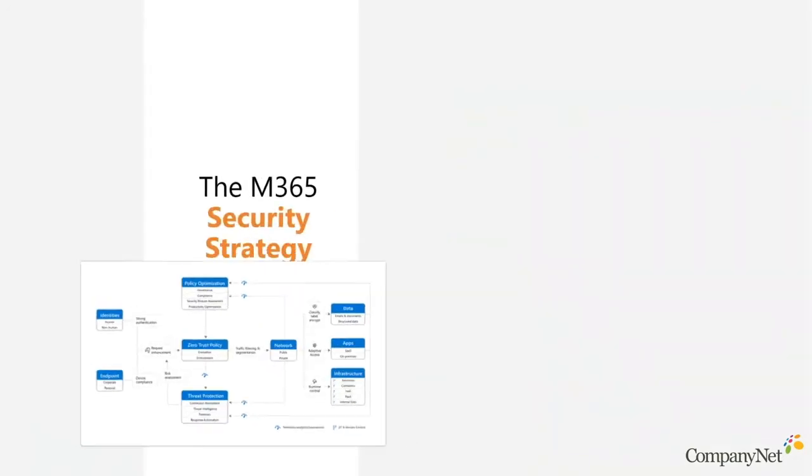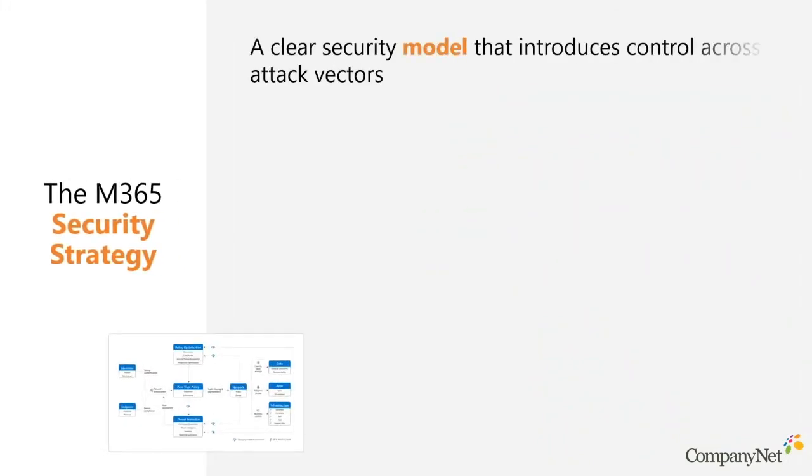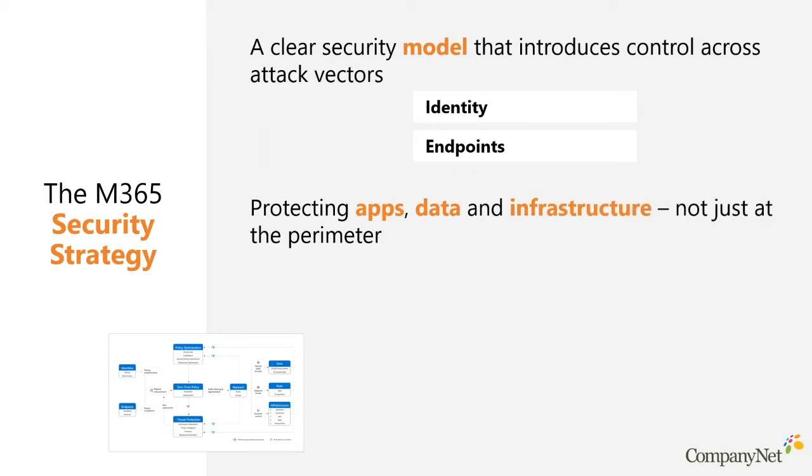Excellent. So that's the zero trust model. A couple more points to factor out with this. So a clear security model that introduces control across attack vectors. So talking identity, talking endpoints, talking applications, all of that kind of stuff. Everything that surfaces or can be consumed by your identities and endpoints is a service that needs to be protected, and it could also be an attack vector.